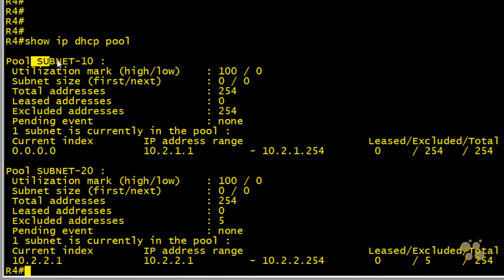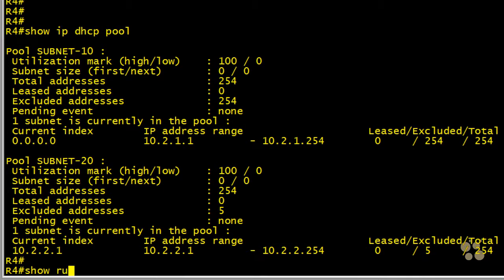We have one called subnet 10, one called subnet 20. The pool named subnet 10 has the range of 10.2.1.1 through 10.2.1.254. It has 0 leases currently, excluded 254 out of a possible 254. So what that implies is that the exclusion that's done in global config for DHCP is excluding every possible address in the range. So let's get a peek at that.